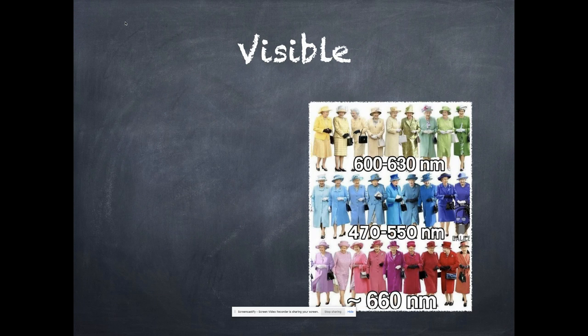Now, visible light is what we use to see. Okay. Queen of England, Elizabeth II, pretty much wears the same outfit every day, just in different colors. Okay. Somebody actually spent some time and put this together. Kind of cool. Visible light is how we see.